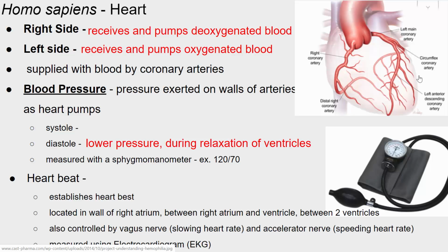I'm sure you've heard of blood pressure. You go to the doctor, they check your blood pressure with a blood pressure cuff like that. Has anyone had their blood pressure measured recently and know what it was? How do they phrase it usually? Yeah, it's like a larger number over a smaller number, right? 110 over 70 or 120 over 80. Those two numbers mean two different things.